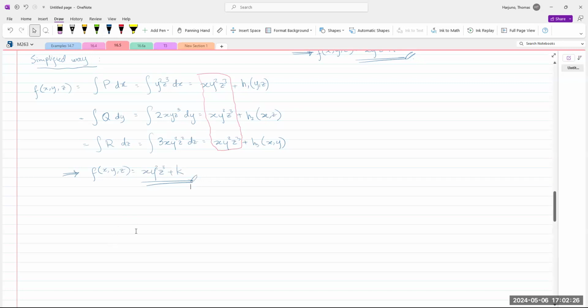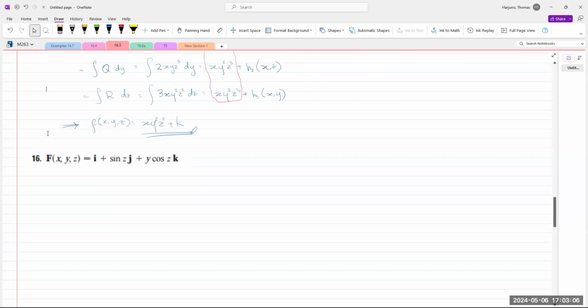Okay, now of course I don't really like this example here because it doesn't really show the complexity. So what I want to do now is to find another vector field that is conservative, yet maybe the function may not be that simple. Let's say this one here. Is this conservative to start with?